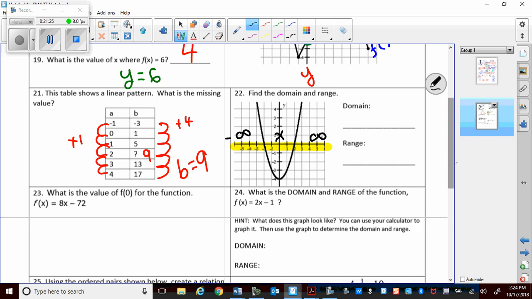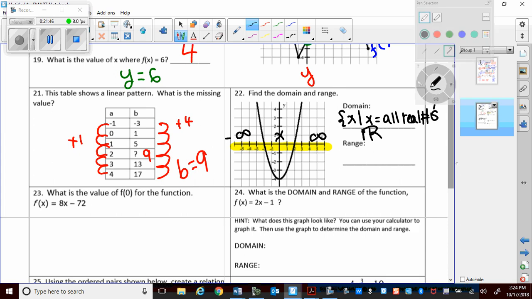We do not write negative infinity to positive infinity. We write curly bracket, x bar, x equals all real numbers. We could also write the R with a double bar.